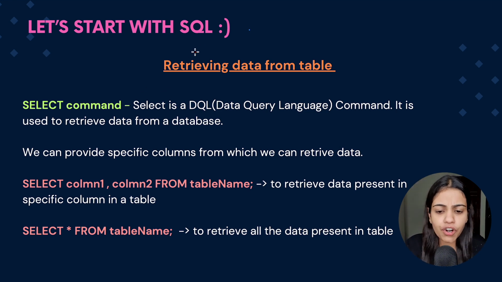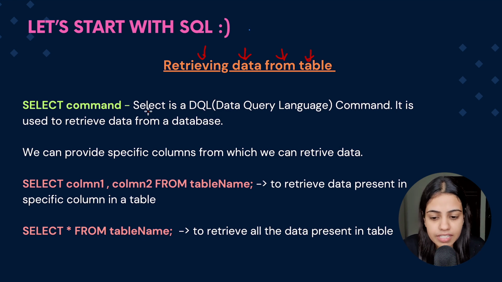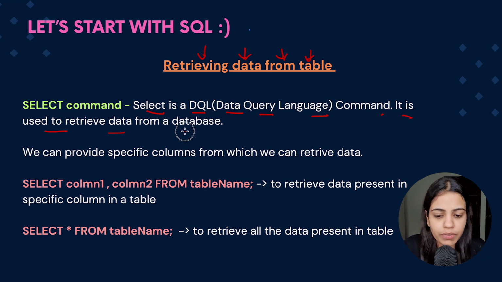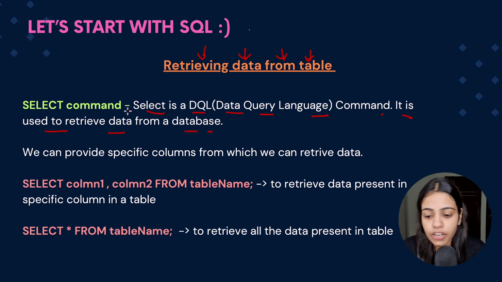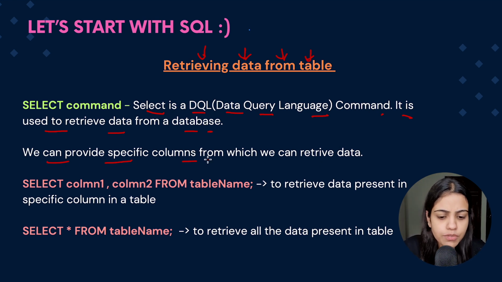So whenever we want to retrieve data from our table, we use this select command. The select command is a DQL command, that is data query language command. It is basically used to retrieve data from the database. Now we can provide specific columns from which we want to retrieve data, or we can retrieve all the data which is present in our table.